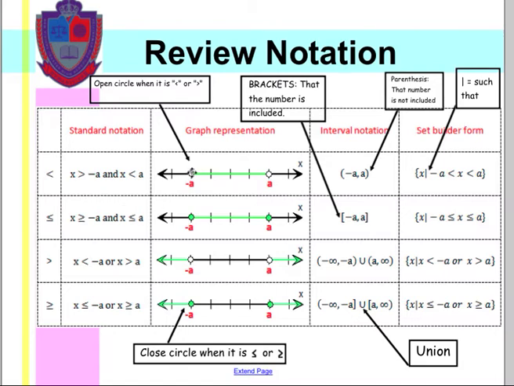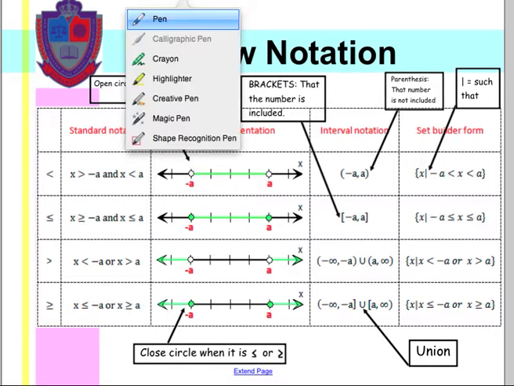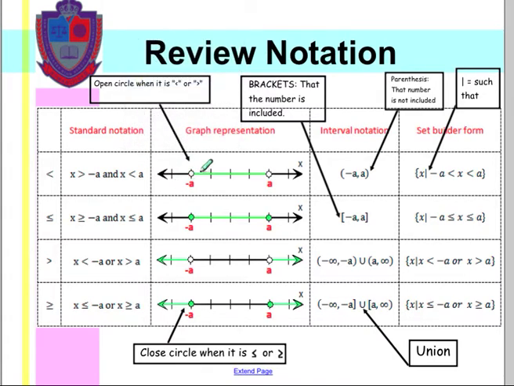So notice here, and let's just get our highlighter in. Here I see an open circle. So remember, open circle because I'm using less than or greater than. I see a parentheses. Most of you asked me about this already. What does that parentheses mean? That parentheses means that that number is not included, whereas this here is known as a bracket. That means that the number is included. Many of you had asked me about this, so please make a note.